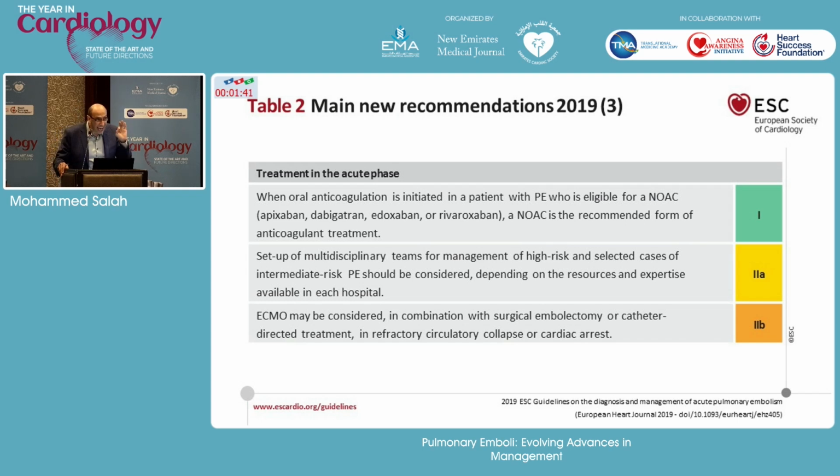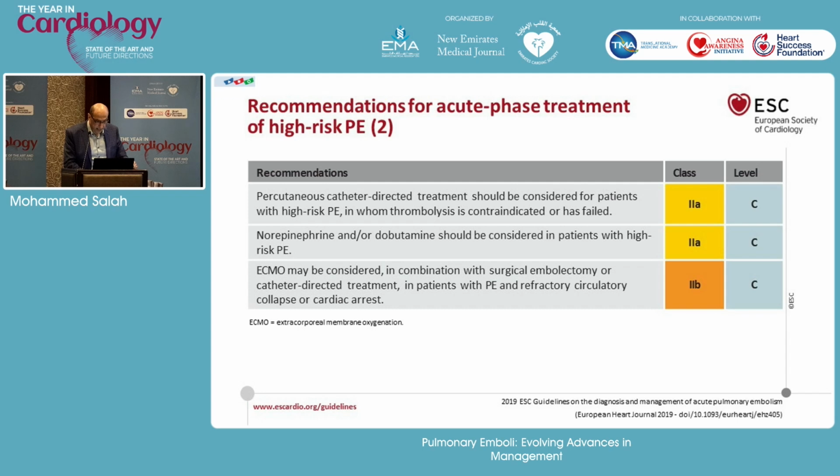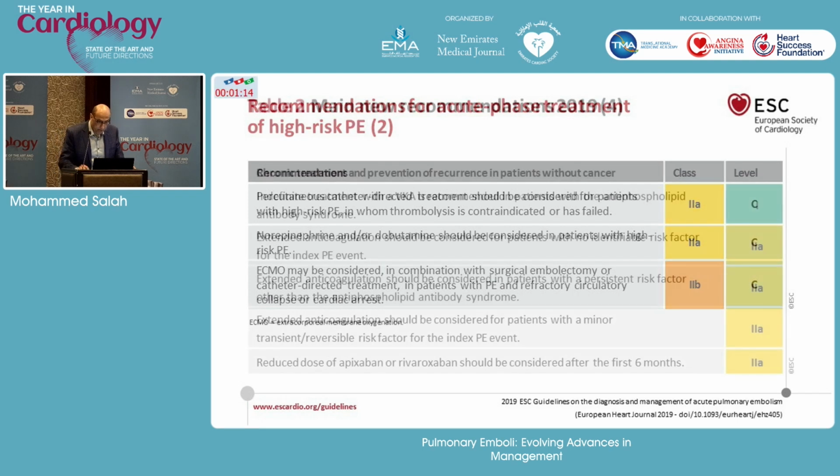Class 2A, ECMO may be considered in combination with surgical embolectomy or catheter-directed treatment in refractory circulatory collapse or cardiac arrest. Again, another recommendation for acute phase treatment for high-risk patients: percutaneous catheter-directed treatment should be considered for patients with high-risk pulmonary embolism when thrombolysis is contraindicated or failed, class 2A. Norepinephrine and dobutamine in patients with high-risk pulmonary embolism or cardiogenic shock, and the ECMO again, as we mentioned.